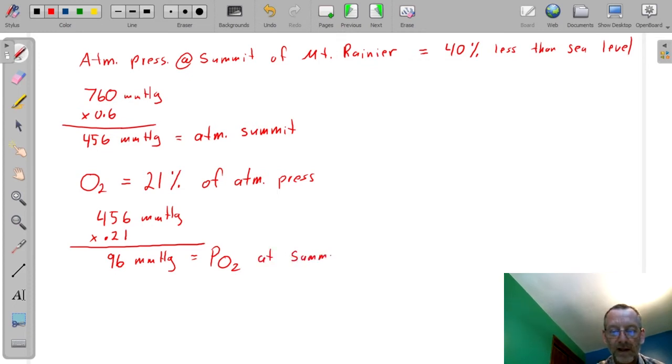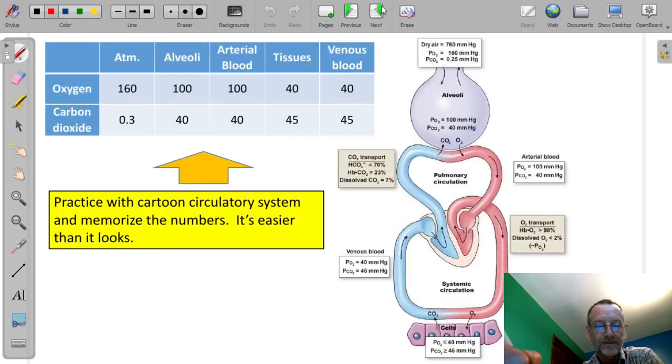So if you ever go to the summit of Mount Rainier, you're going to be breathing less oxygen, of course. Not to make a big deal out of that, but you should be able to work through those types of problems. It's not complicated. Just set it up, be clear what you're doing. The percentages, the math isn't complicated. Let's get back to circulating partial pressures in the body.